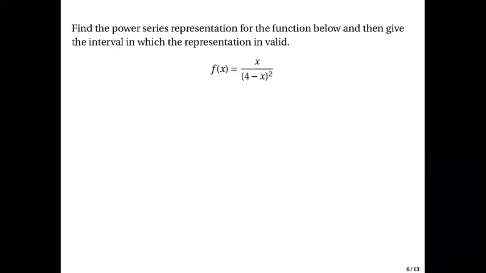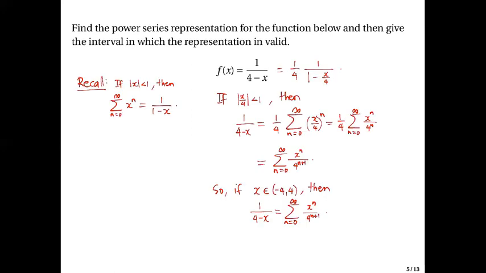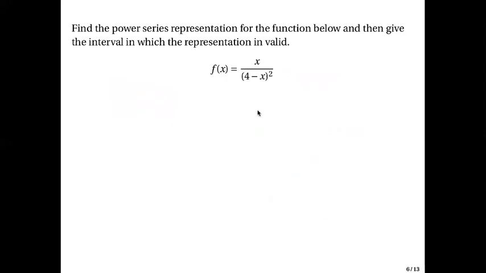For our next example, find the power series representation for the function below and then give the interval in which it is valid. So notice our f of x is equal to x over 4 minus x quantity squared. And there's a denominator 4 minus x. Its power now is squared. So maybe we can use this representation. In fact, we will use this representation here to get a power series representation for this expression.